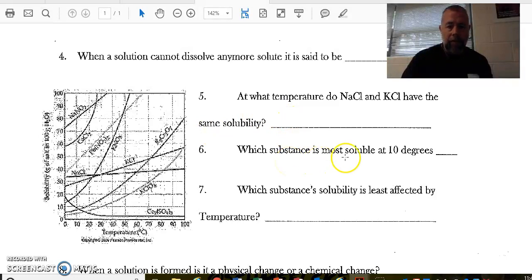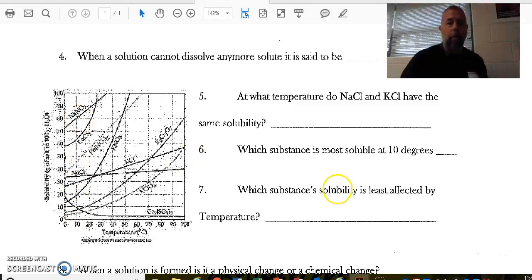What substance is most soluble at 10? A lot of people miss this because you missed this one right up here, up in the corner. Okay? If I go up from 10 degrees, let's just keep going up. Let's find out what's my highest one.